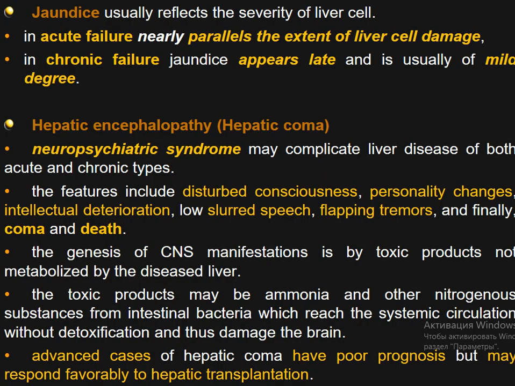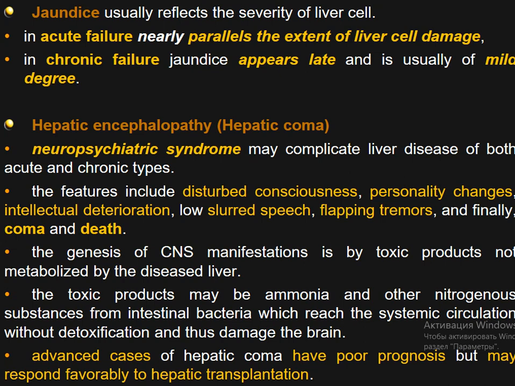So the first clinical manifestation of hepatic failure is jaundice. It usually reflects the severity of liver cell damage. In acute failure, it nearly parallels the extent of liver cell damage, and in chronic failure, jaundice appears late and is usually of mild degree. Another manifestation we name hepatic encephalopathy or hepatic coma.